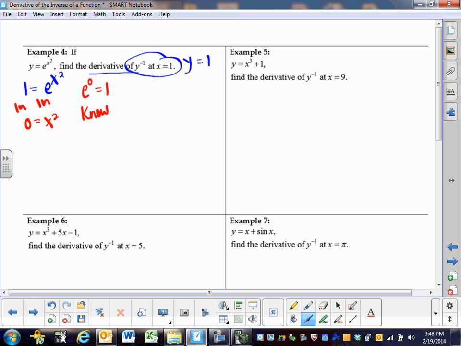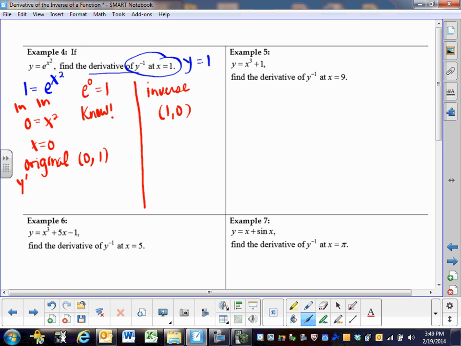Okay, so without a calculator, if y equals e to the x squared, we're going to find the derivative of the inverse at x is 1, which really means y equals 1 on the original function. So we want 1 equal to e to the x squared. Technically, we natural log both sides to get 0 equals x squared, but you should know that anything to the 0 power is 1. So that means x equals 0.